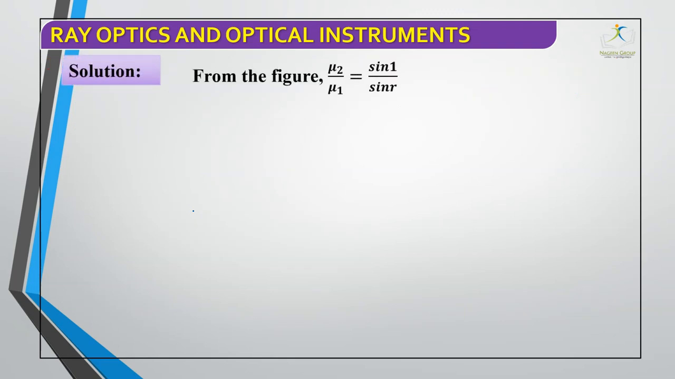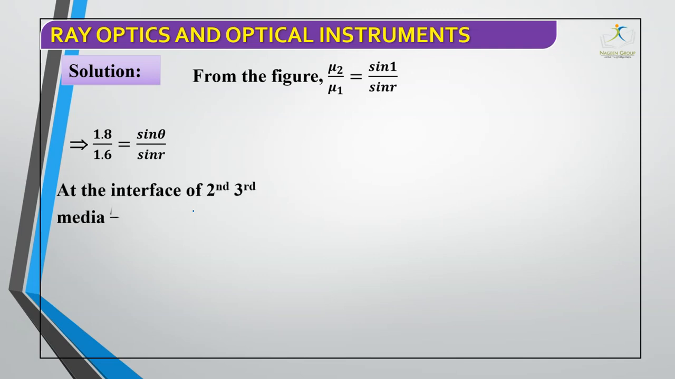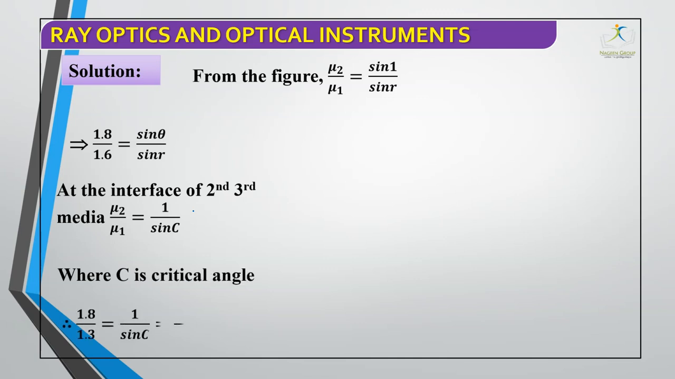From the figure, mu2 by mu1 is equal to sin i by sin r. We just put in all these values: 1.6 divided by 1.3... 1.9 divided by 1.6 is equal to sin i by sin r. At the interface of the second and third medium, mu2 by mu3 is equal to 1 by sin c, where c is the critical angle. So 1.8 by 1.3 is equal to 1 by sin c, which is 1 by sin r. So sin r is equal to 1.3 divided by 1.8.